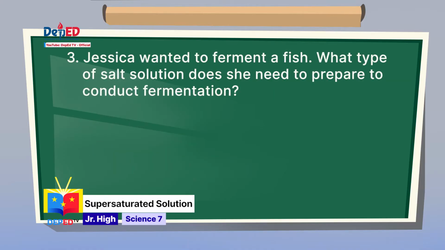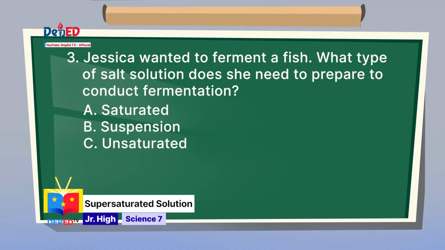Supersaturated. Number 3. Jessica wanted to ferment a fish. What type of salt solution does she need to prepare to conduct the fermentation? A. Saturated. B. Suspension. C. Unsaturated. D. Supersaturated. If Jessica is to conduct fish fermentation, she needs to prepare a supersaturated salt solution. So, the answer is letter D.